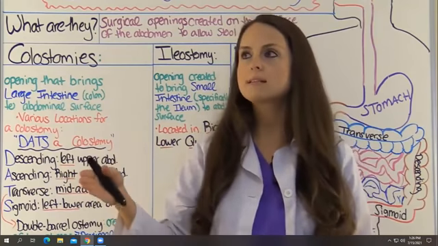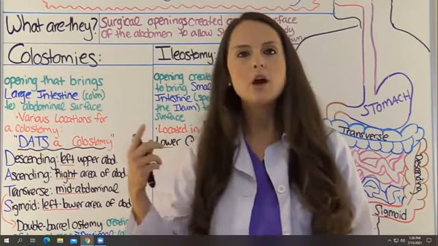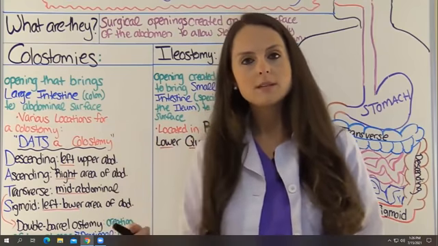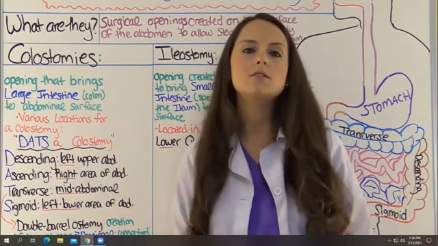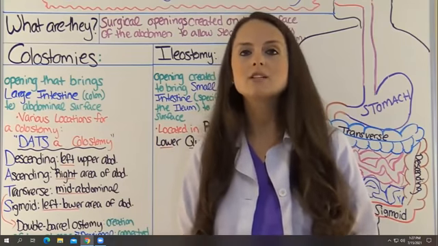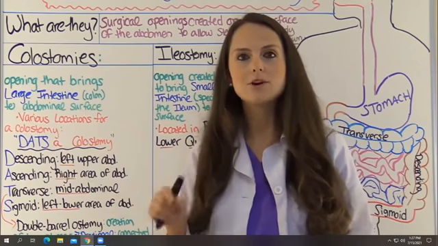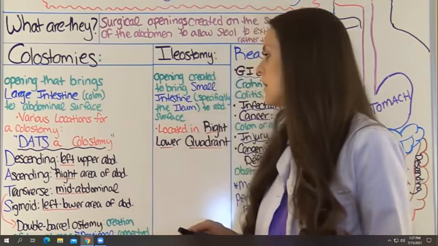If you see it on the right side, the left side, mid-abdominal, you need to know what type of colostomy that is and what type of stool you would be expecting from that colostomy, because depending on its location, there's going to be different varieties of stool, which we'll talk about a little bit later. So let's talk about the types.